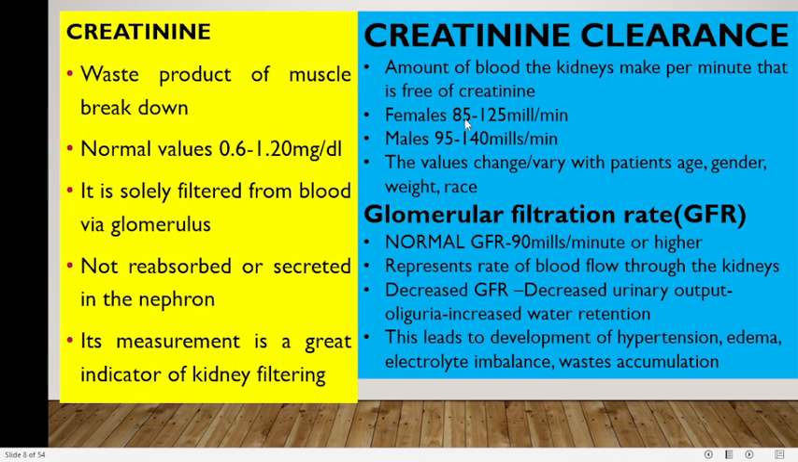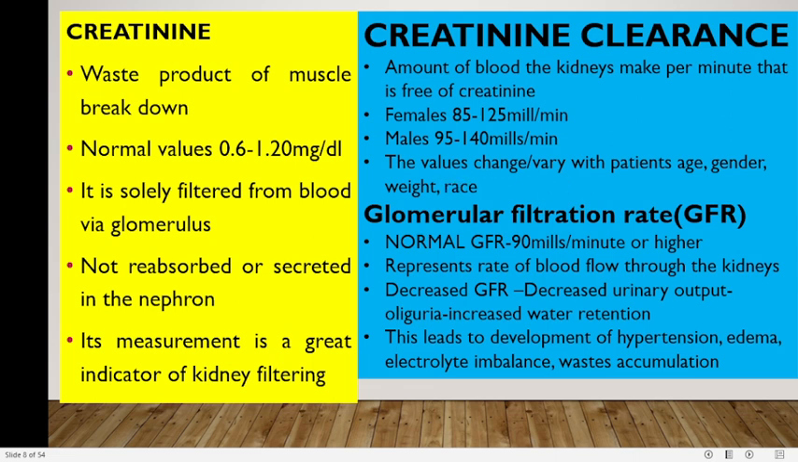It ranges based on gender and age, of course, so that adult females will range from 85 to 125 mils per minute, while males will have 95 to 140 mils per minute. So, these values should be interpreted with caution as they vary with age, gender, weight, and sometimes race.